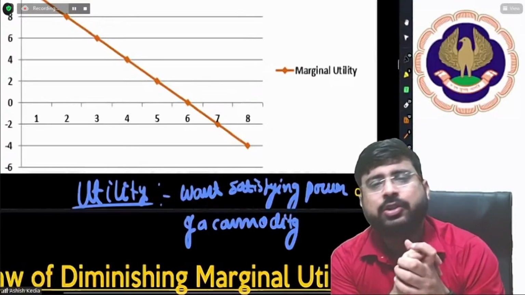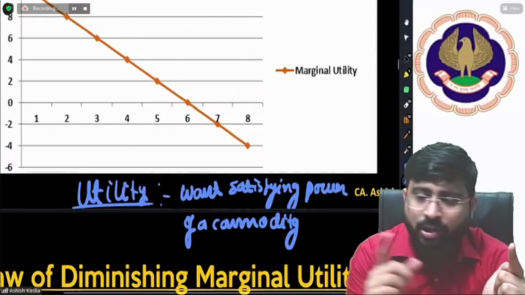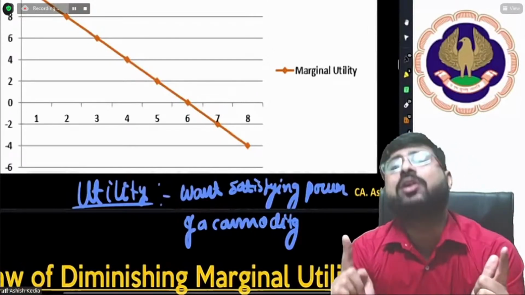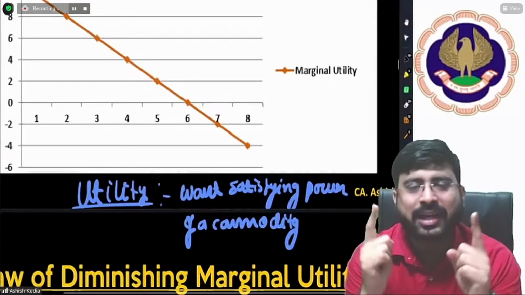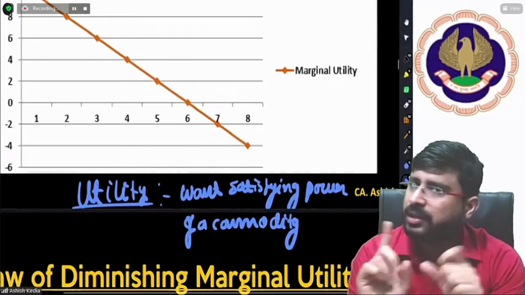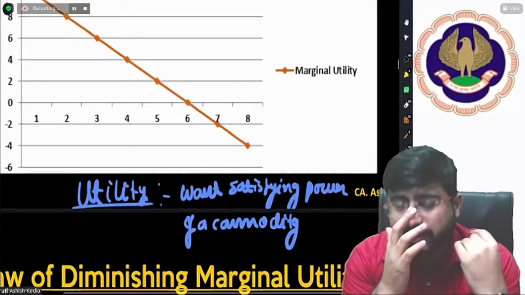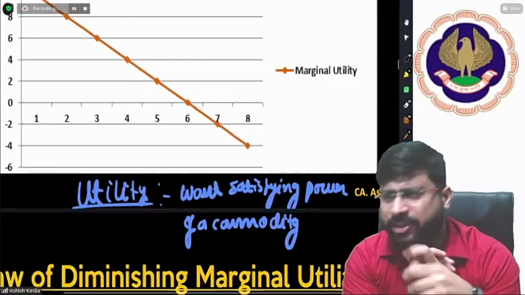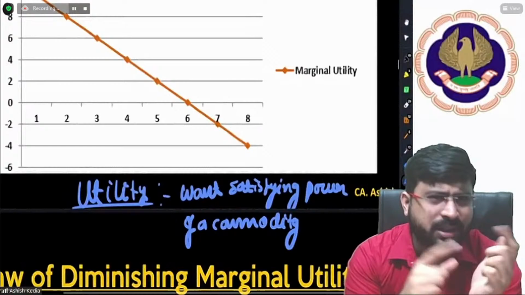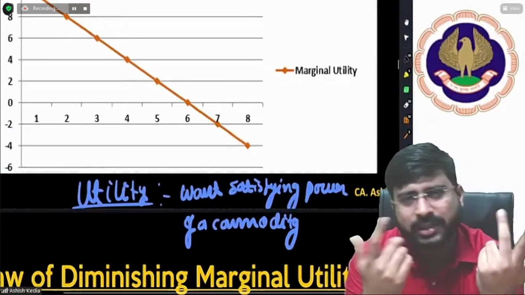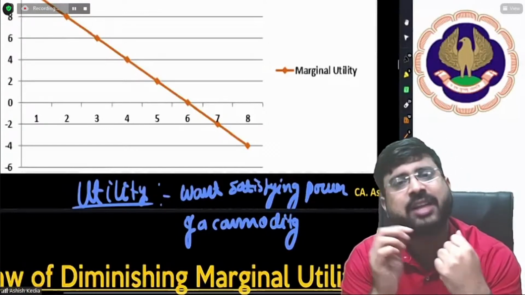Remember, utility has nothing to do with usefulness. Whether a product has utility or whether a product is useful are two different things. They are not the same. For example, if somebody is in the habit of smoking, is smoking good for health? Obviously not. But for that person, is the cigarette satisfying his want? Yes. So the cigarette has utility. Cigarette is not useful, but it has utility.